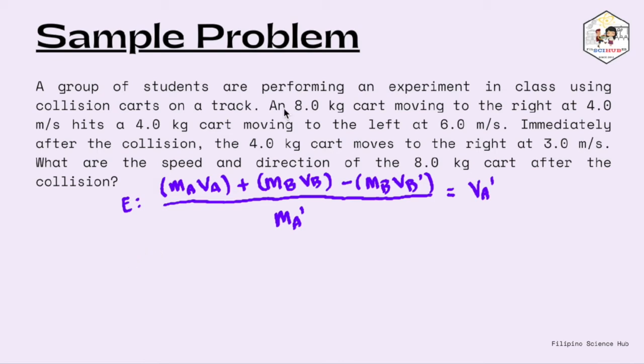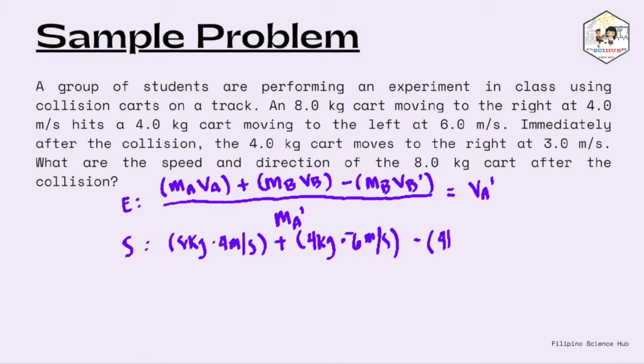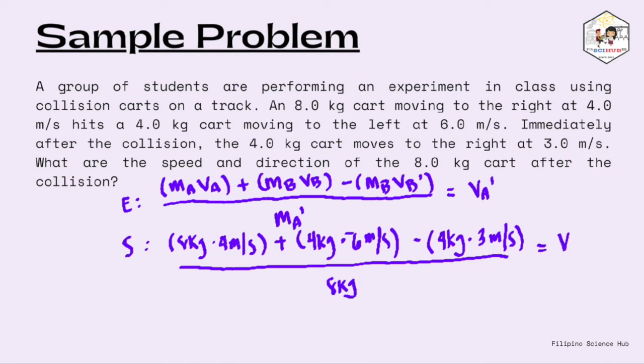And for our solution, we will simply substitute our values into our equation. So 8 kilograms times 4 meters per second plus 4 kilograms times negative 6 meters per second since it's moving to the left, minus 4 kilograms times 3 meters per second, over the mass of object A, which is 8 kilograms, is equal to our required value.